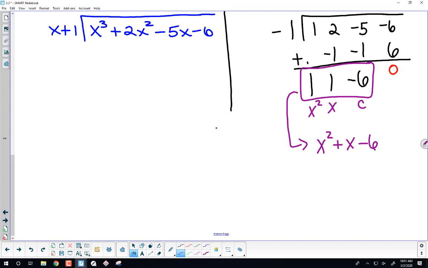Remember, what we divided by was x plus 1. We already knew that was a factor. So x plus 1 times x squared plus x minus 6 gives us our original function. Those are two factors of that x cubed function. So x squared plus x minus 6 is the other factor, correct?